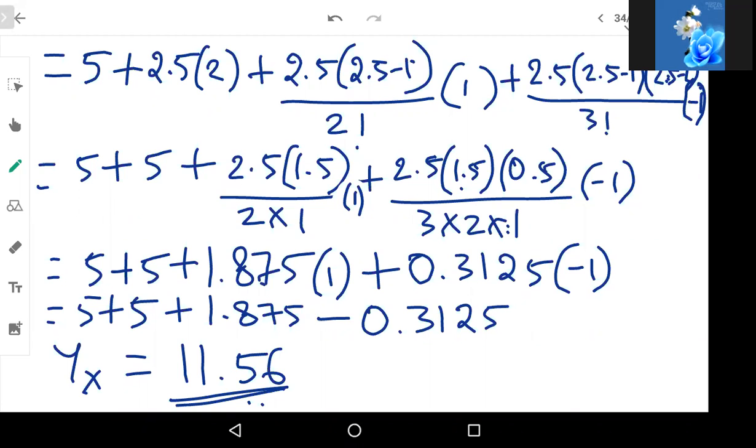Did you all understand this? How to find the y value when x is given? Is it clear?